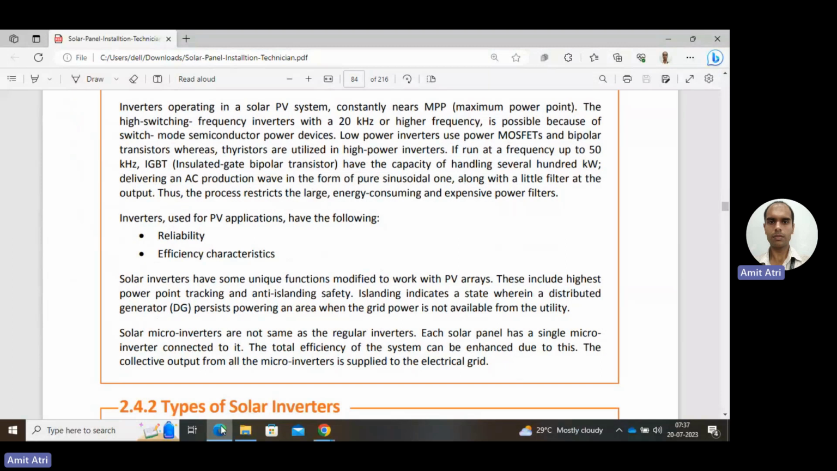Solar microinverters are not the same as regular inverters, because each solar panel has a single microinverter connected to it. This means these microinverters are connected with the solar panel itself. The total efficiency of the system can be enhanced due to this. The collective output from all of these microinverters is supplied to the electric grid.